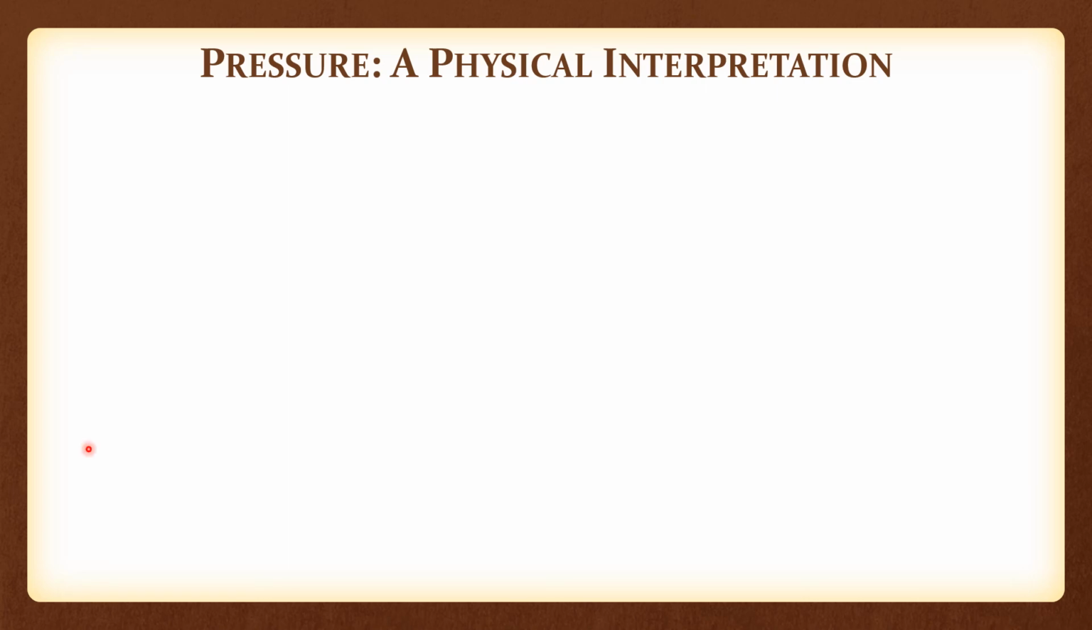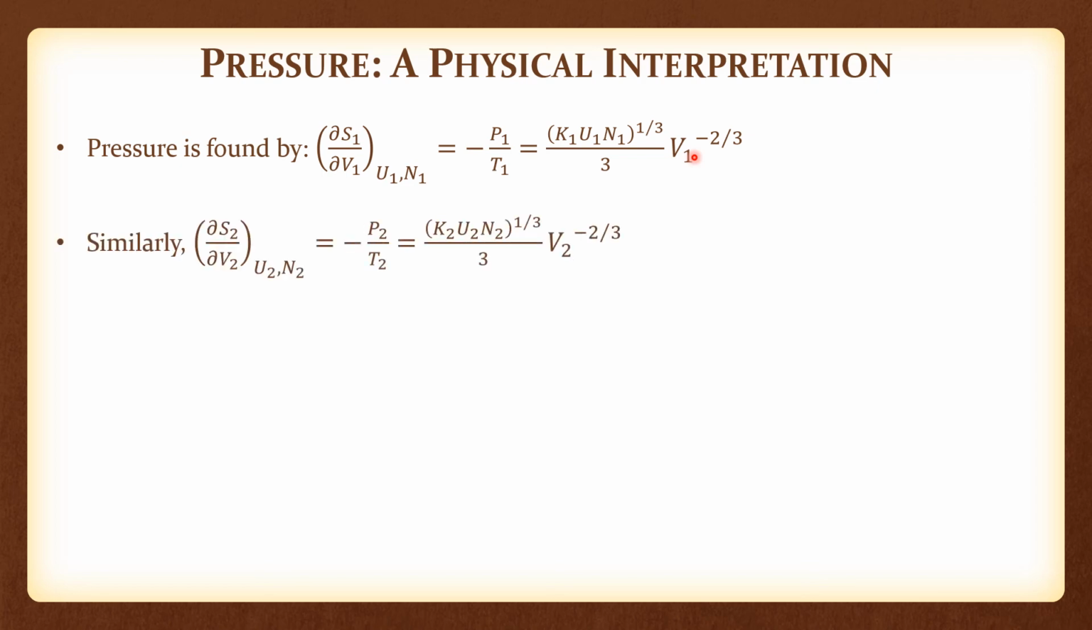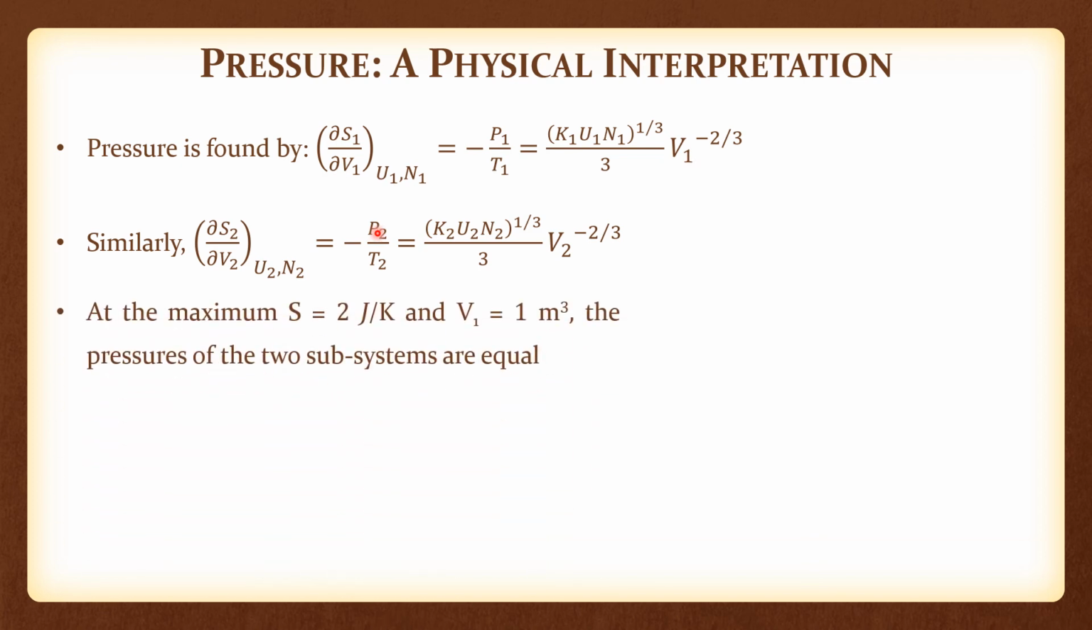So what is the pressure of the two subsystems? The pressure is calculated by this definition of minus P by T being dou S dou V with respect to constant U and N. For subsystem 1, when you take S is equal to cube root of K U V N, you get this expression doing the derivative with respect to volume, keeping U and N constant. A similar expression holds for the pressure of subsystem 2 at the maximum of entropy of 2 joule per Kelvin, and both volumes of course being 1 meter cube.